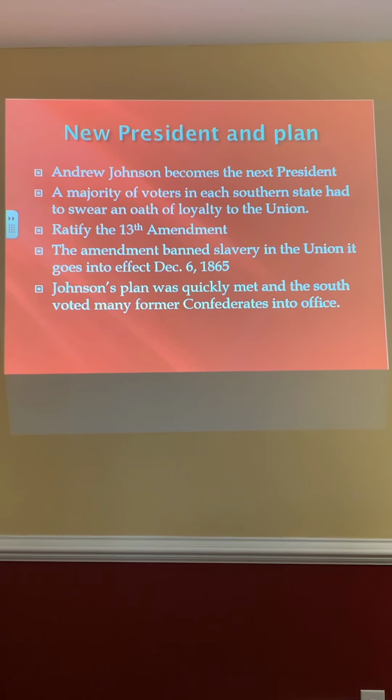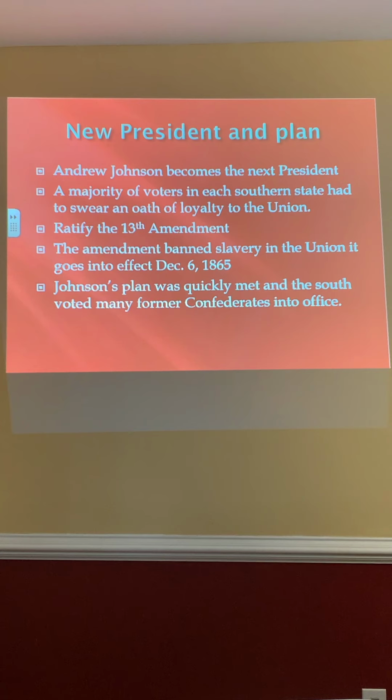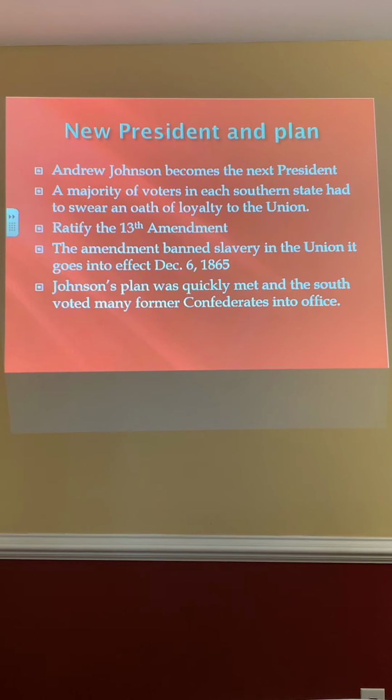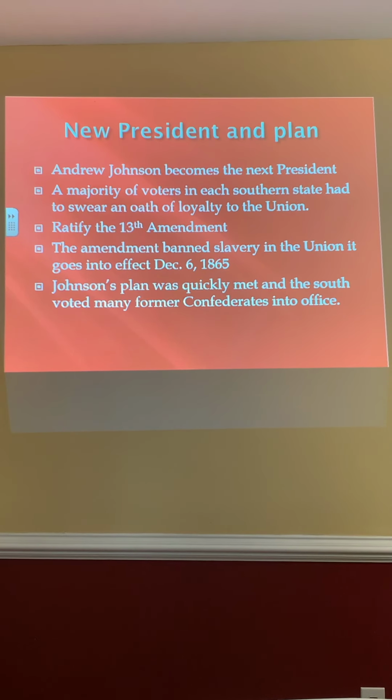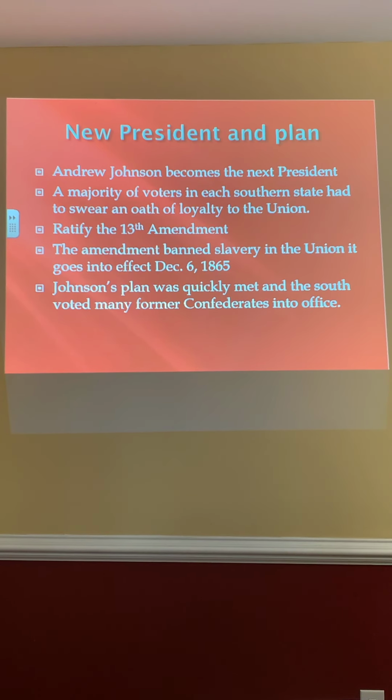Andrew Johnson is not looked at as a very good president. He is the first president to be impeached. He misses being thrown out of office by one vote. He's not a good president, and it's a fiasco for the United States. If Lincoln had survived, in all likelihood, we would have been much better off.